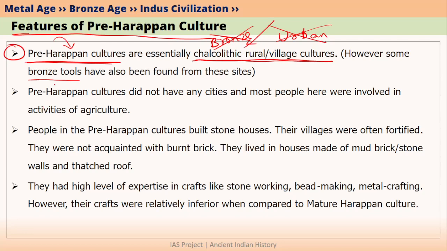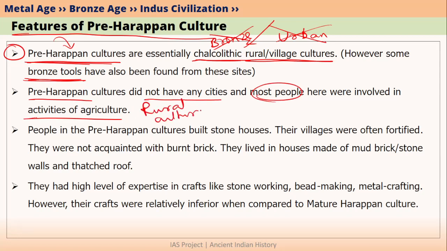So here also, pre-Harappan culture is a Chalcolithic culture, but some bronze tools were used in these cultures also. So pre-Harappan cultures did not have any cities. Moreover, most people of these pre-Harappan cultures were actually involved in agriculture. That is why we call these cultures rural cultures or village cultures.